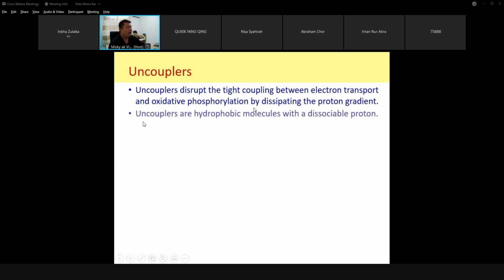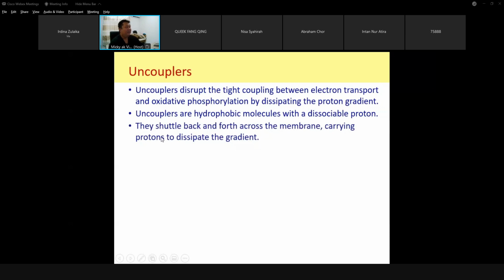Now uncouplers are usually hydrophobic molecules with a dissociable proton. Okay, jadi dia masih juga dapat bergerakkan proton, but not through ATP synthase. Now uncouplers shuttle back and forth across the membrane, carrying protons to dissipate the gradient.